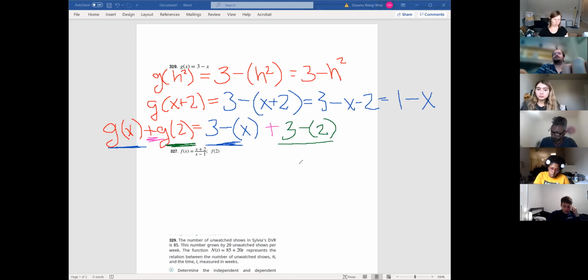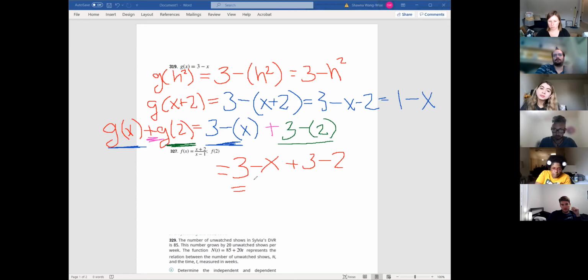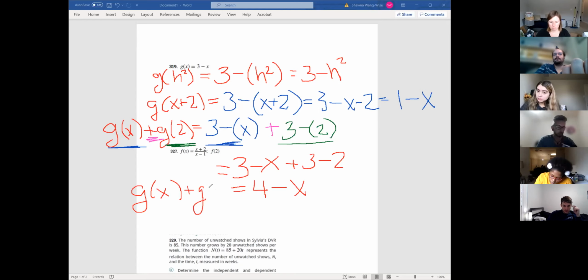Now, could y'all help me simplify it? Yeah, so you have to distribute the negative, or first write down 3 and then distribute the negative sign to the x. So it's minus x plus 3 minus 2. And then combine like terms. So 3 plus 3 is 6, minus 2 is 4, and then minus x. Yeah, and there's nothing else we can simplify. That's all we can do.